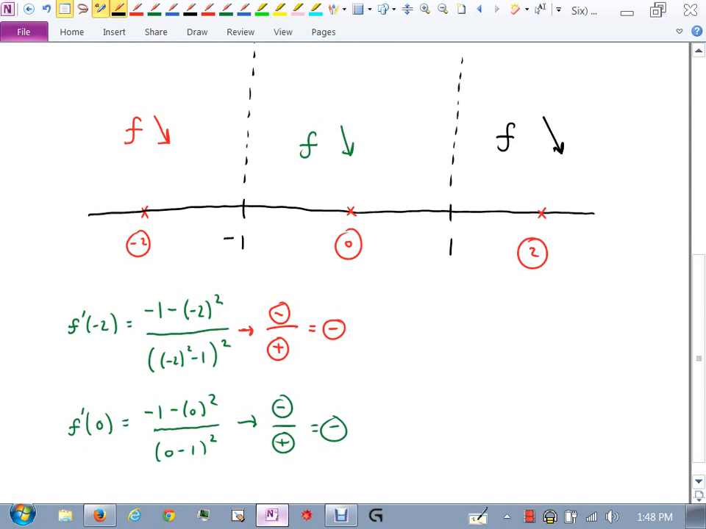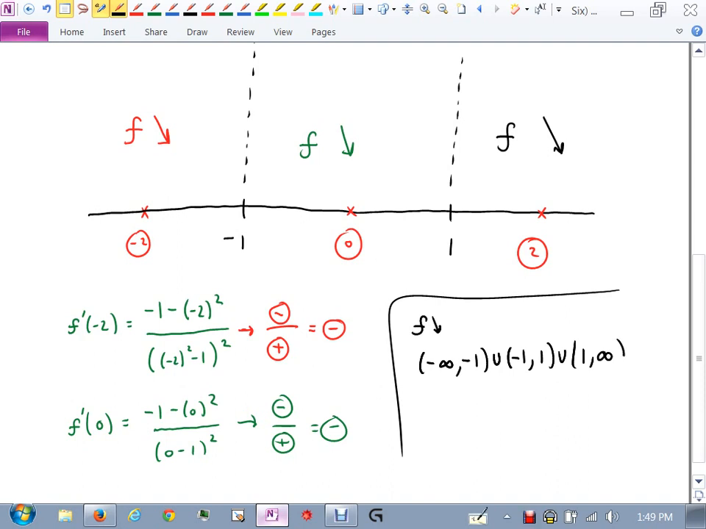Because your original function is not defined at -1 and 1. So you can't say that those are part of its domain. You're actually going to have to exclude these two numbers. So the way you would say this is: F is decreasing on -infinity to -1, union -1 to 1, union 1 to infinity. See, you have to tell me where it's going down, but you can't include places that aren't there. Where is it going up? Empty set. That's still okay.